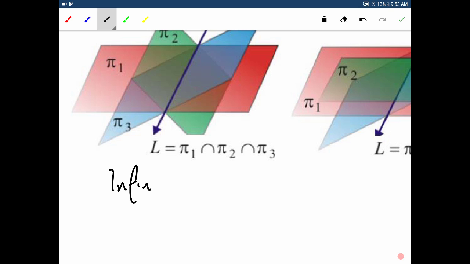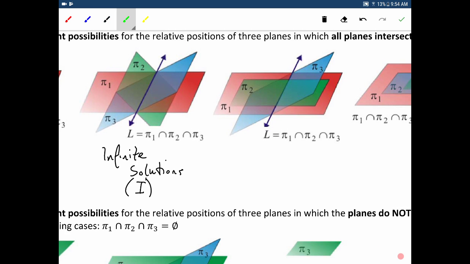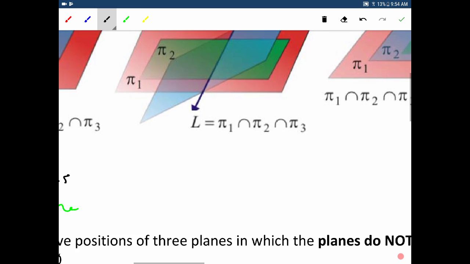So we've got infinite solutions. And this is where they all cross and form a line here. Infinite solutions. Okay, and so we'll call this type 1. And that's going to make a line here.